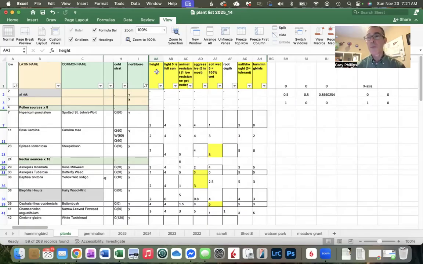It's the most important criteria for me because I have certain places where I want tall plants and most places I want short plants. I do a lot of town beautification and I can't have a tall floppy plant blocking a sidewalk.